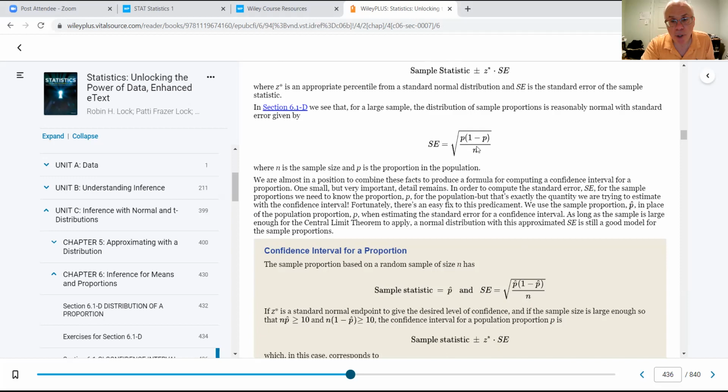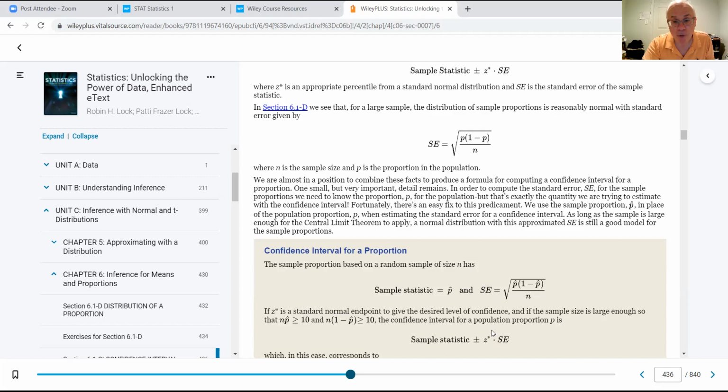So instead of using p here, we're going to replace the p with our sample proportion p hat. So it's going to be p hat times 1 minus p hat divided by n. The square root of that is going to be our estimated standard error. Right? So our point estimate, our sample statistic, is the point p hat. That's our sample proportion. And then this is the estimated standard error that we're going to use.